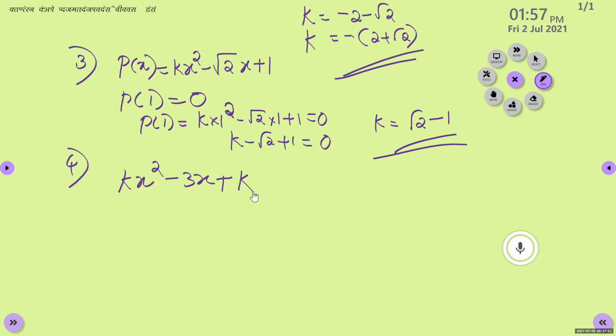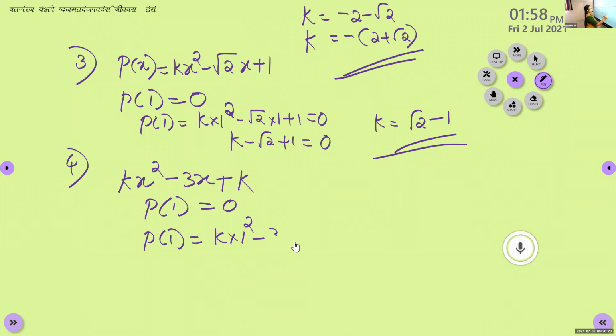Ma'am, can you explain that? Sure. P of 1 equal to 0. Here also P of 1 equal to 0, since x minus 1 is a factor. You have to write that sentence in every question. Since x minus 1 is a factor, P of 1 equal to 0. So P of 1 equal to k into 1 square minus 3 into 1 plus k.